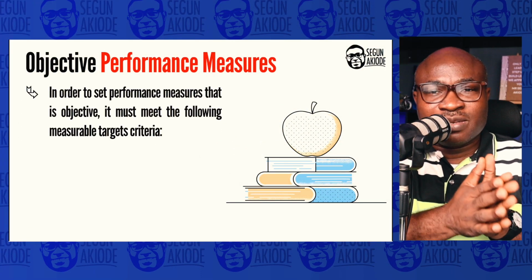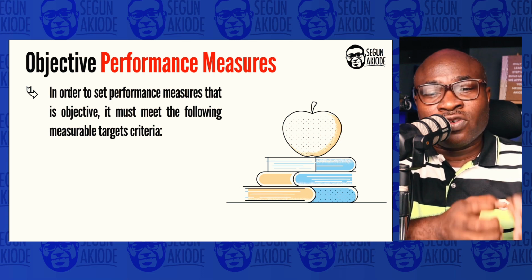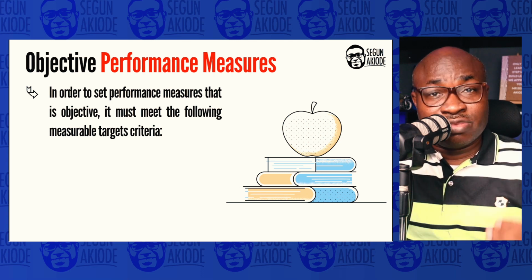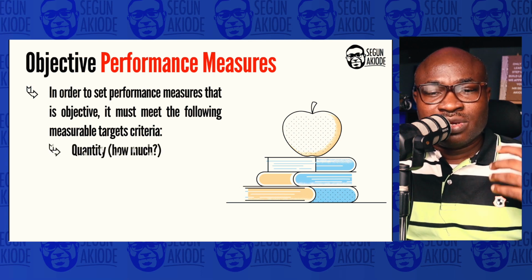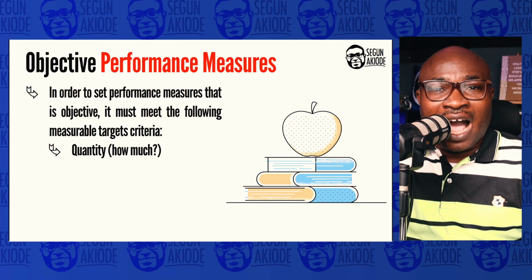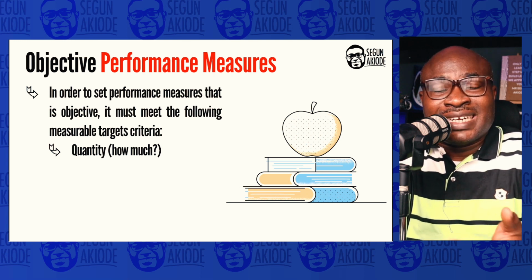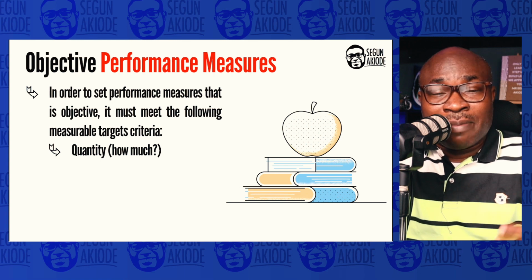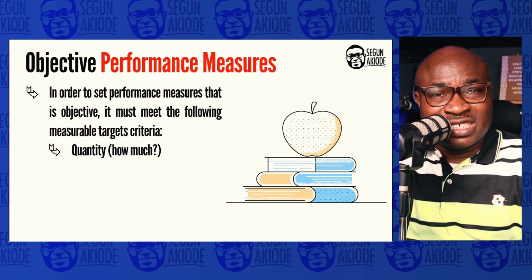In order to set performance measures that are objective, it must meet the following measurable target criteria. What are these measurable target criteria? We start with quantity. How much? So take for example, an employee is expected to carry certain buckets of water. I'm expected to carry 4 buckets of water. So the quantity has been defined.